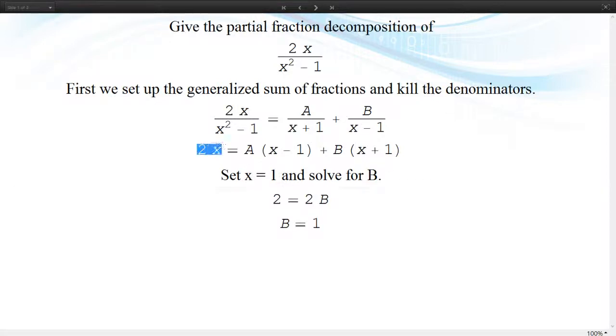So we get 2 times 1 on this side of the equation, which is 2. As I said before, the a term cancels out. And then this b term becomes b times 1 plus 1, so b times 2. So 2 equals 2b, which means that b equals 1. We can do the same technique plugging in x equals negative 1 to solve for a.